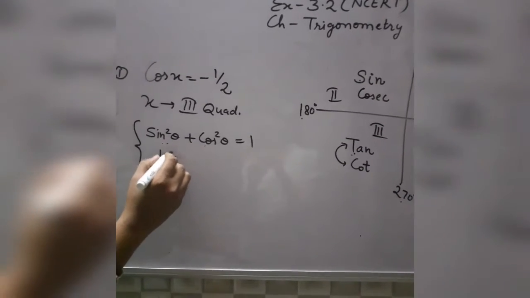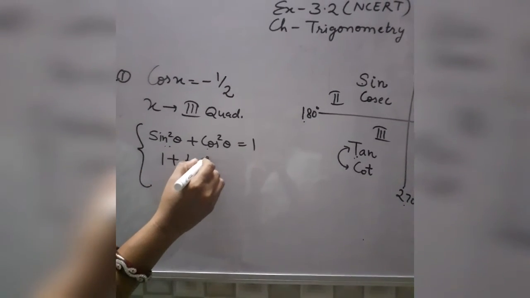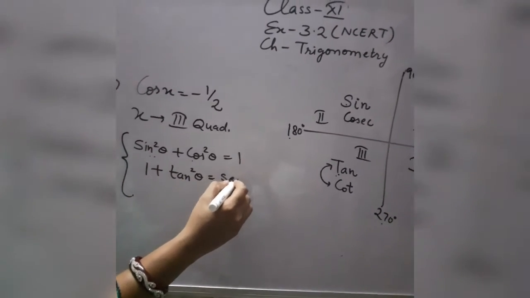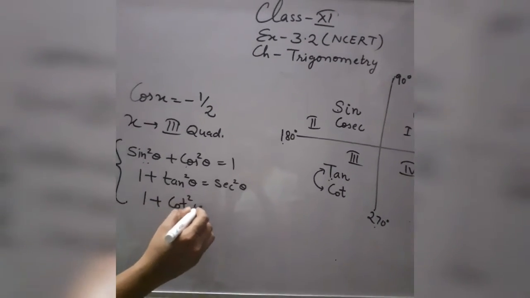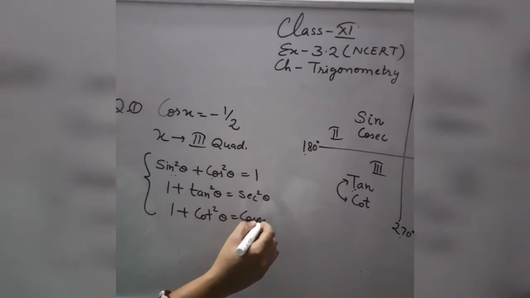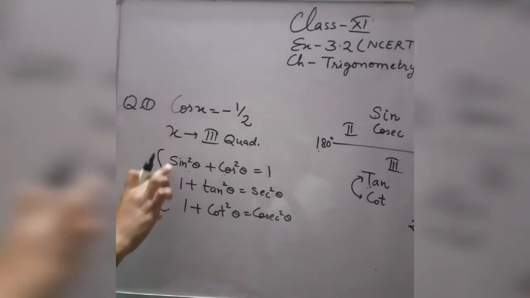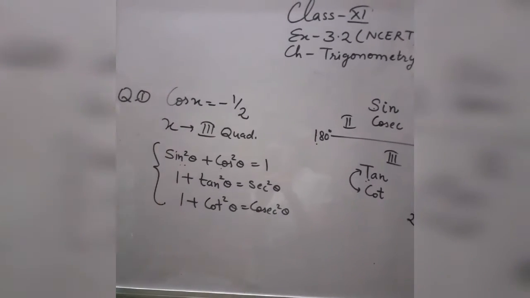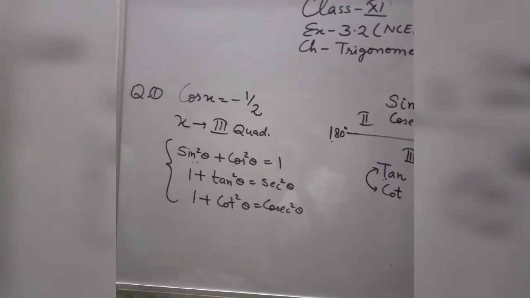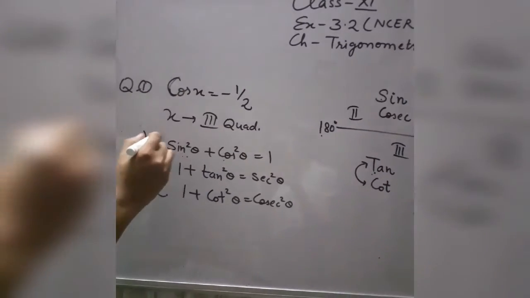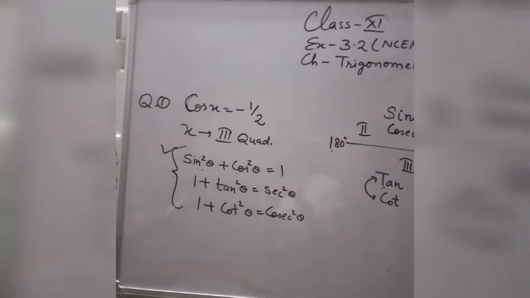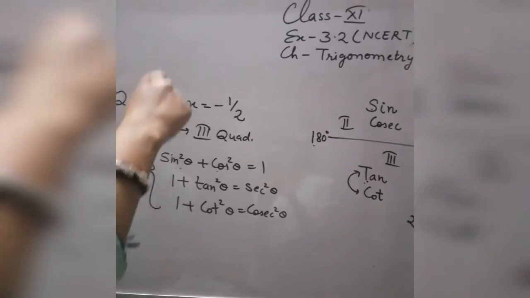The second trigonometric identity is 1 plus tangent square theta is equal to secant square theta, and the third one is 1 plus cot square theta is equal to cosecant square theta. If you see very carefully, all six trigonometric ratios are used in these three identities. Now the value of cos is given to you, and cos is used in the first identity. So in this sum we will use the first identity.